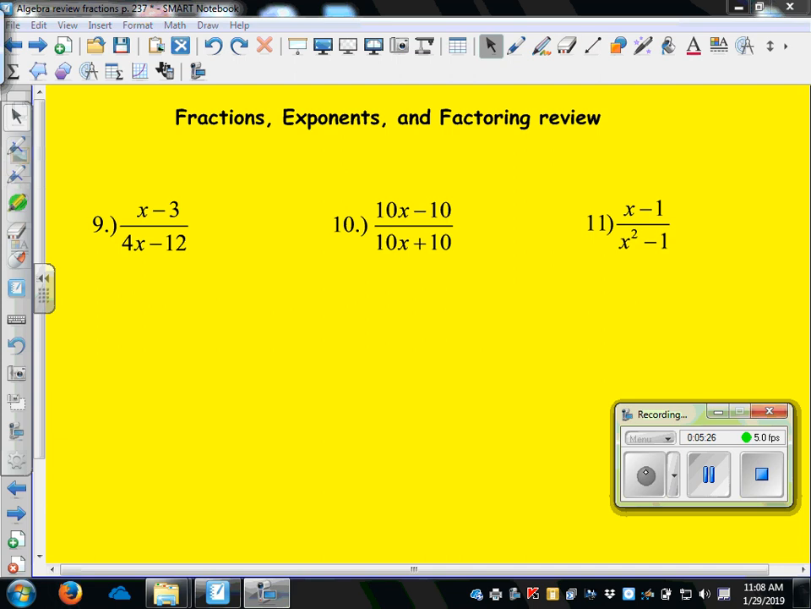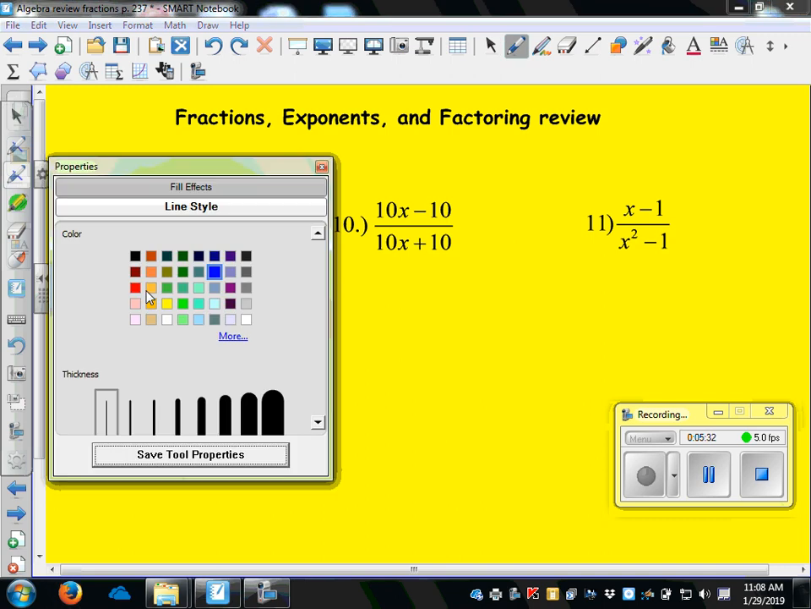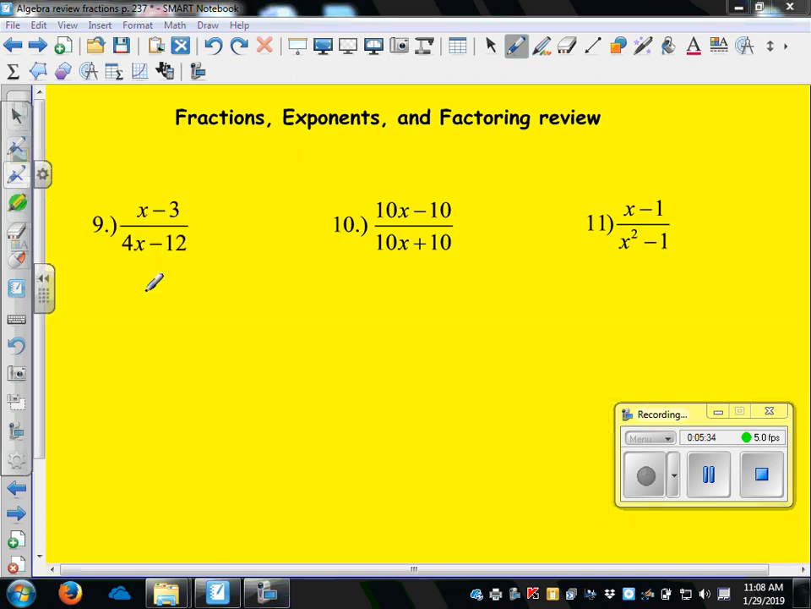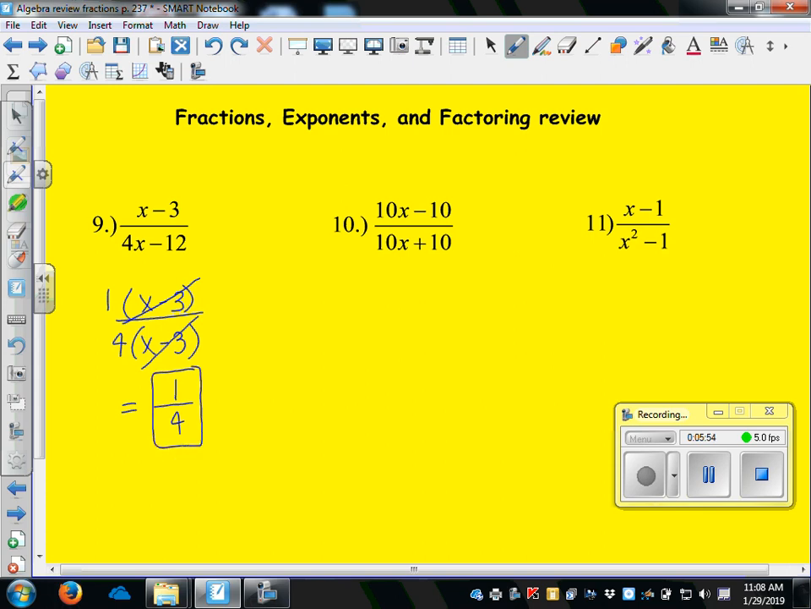Okay, number 9. So I have the numerator x minus 3, which I'm going to leave as is. The denominator, I'm going to factor out a 4, so 4 and then x minus 3. And in this case, I'm canceling quantities. The x minus 3 in the numerator cancels with the entire x minus 3 in the denominator. I'm still left with a 1 in the numerator that you can't see, and that simplifies to 1 over 4.